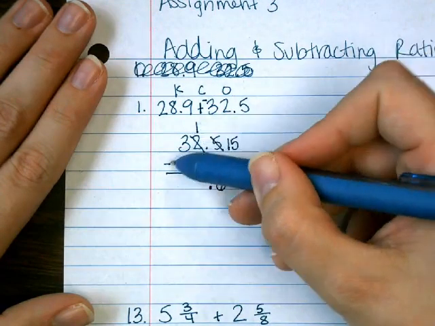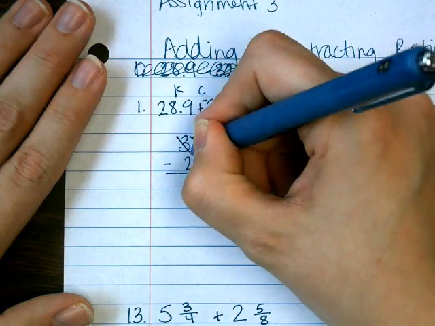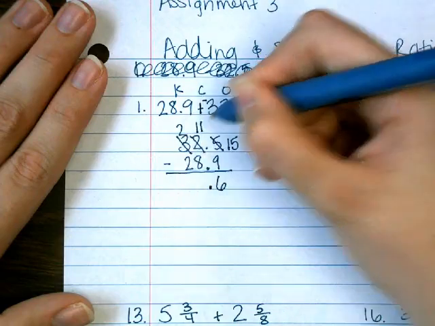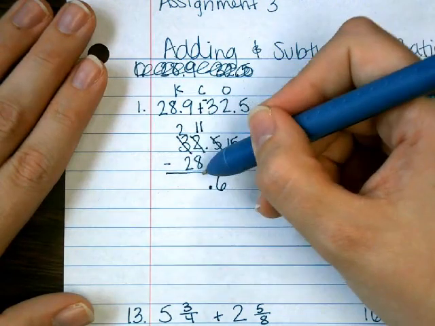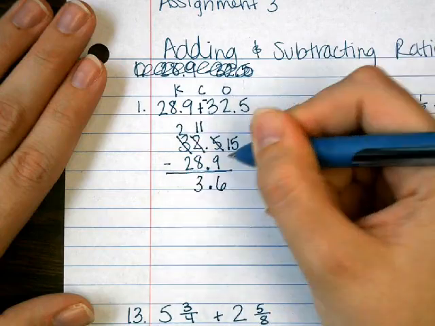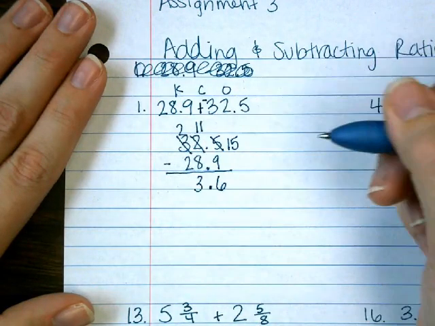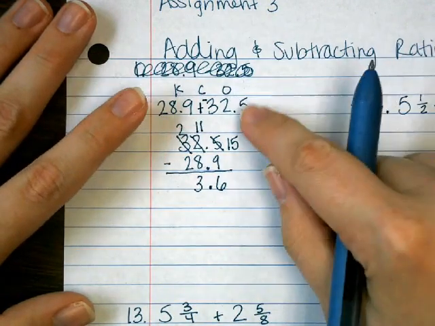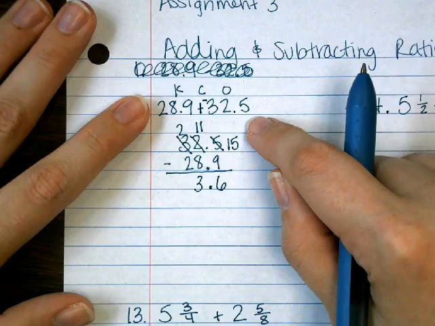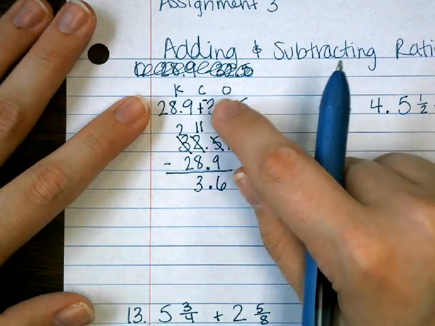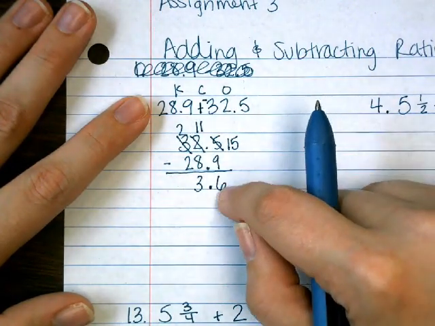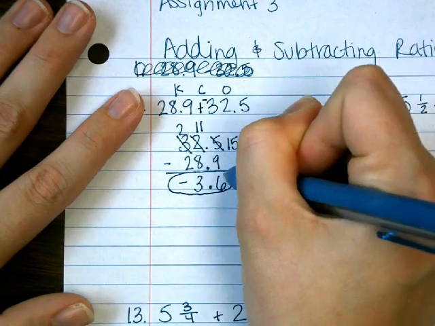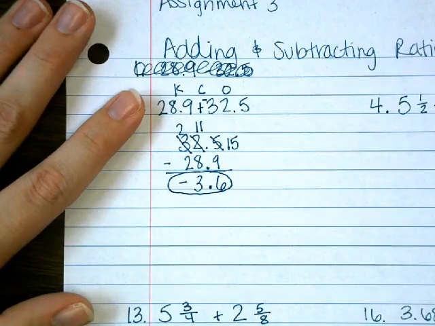I cannot do 1 minus 8, so again I need to borrow from the 3. 3 becomes a 2, and 1 becomes an 11. 11 minus 8 is 3, and then 2 minus 2 is 0, so we don't need to put a 0 there. This is not my final answer though, because you need to look back. 32.5 is bigger, so because it's a negative, my answer is also going to be a negative. So now my answer is a negative 3.6.